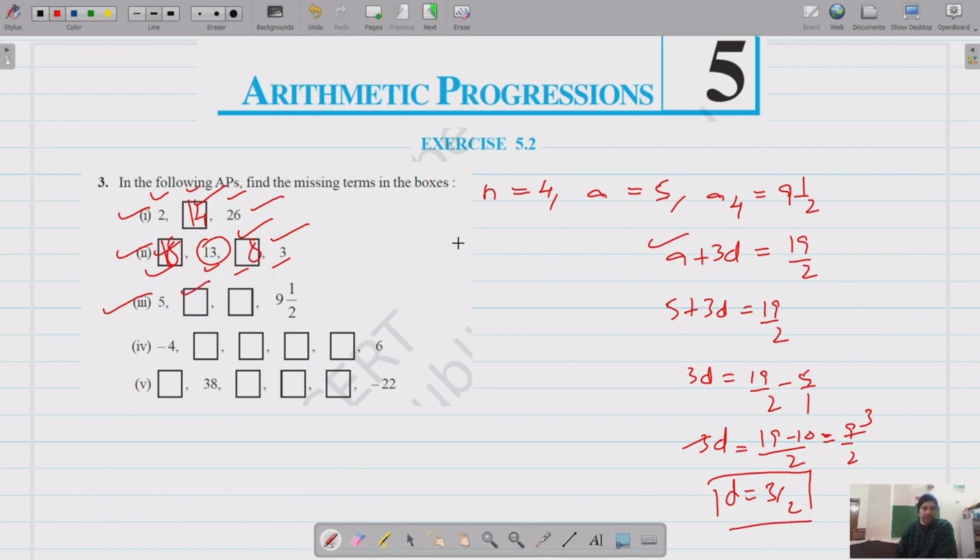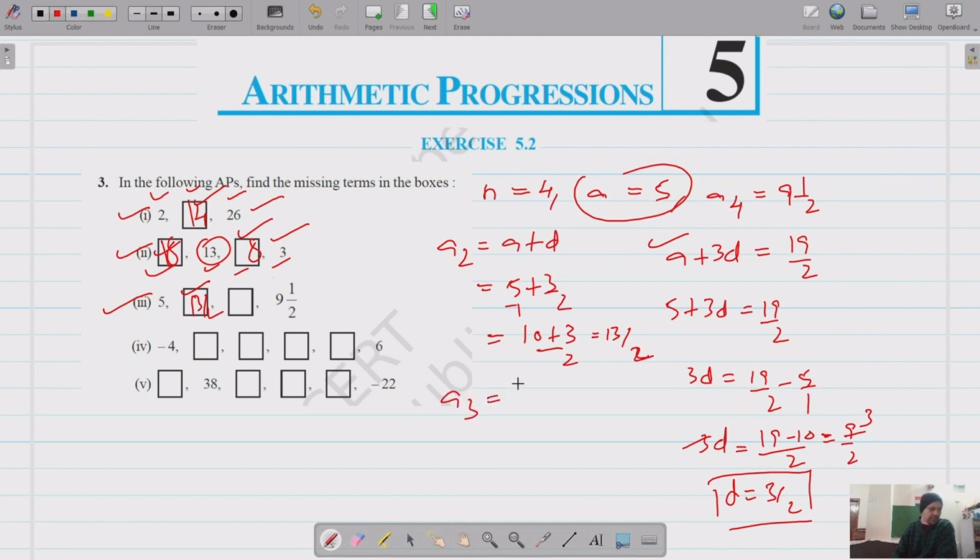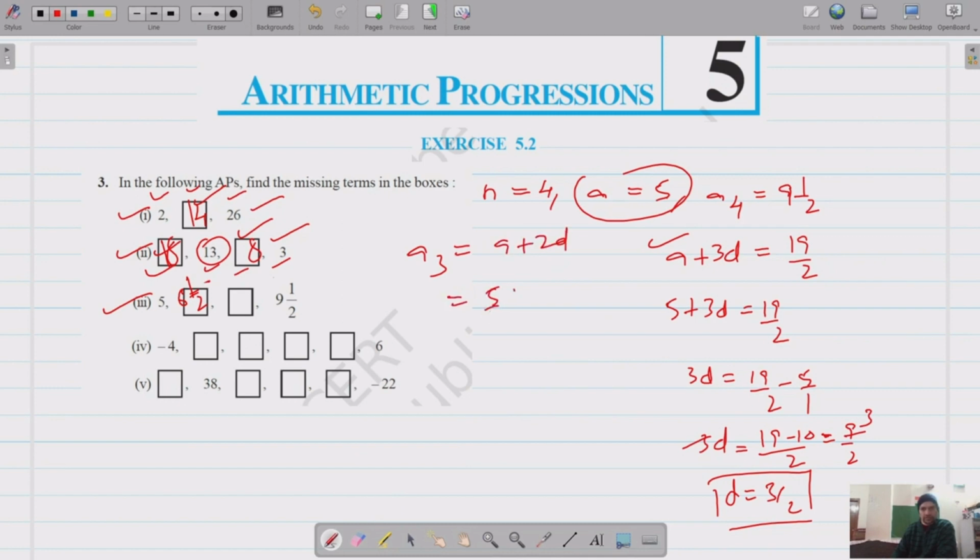So D is 3 by 2, and we already have A. So our second term is A plus D. So A is 5 plus 3 by 2, which gives us 10 plus 3 by 2, so it's 13 by 2. So this is 13 by 2, which can be written as 6.5. So the answer is 6.5. And now the third term. The third term A3 is actually A plus 2D. A is 5, 2 into D is 3 by 2, so it's 8. So this is 8.